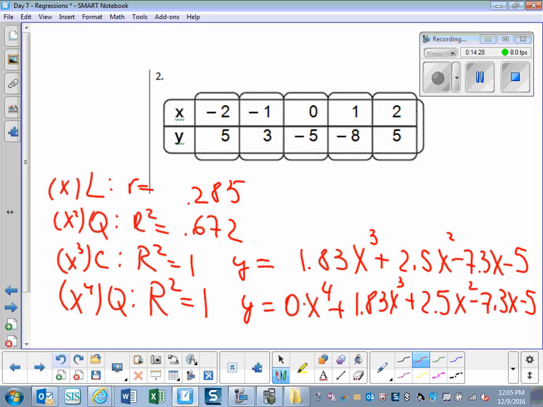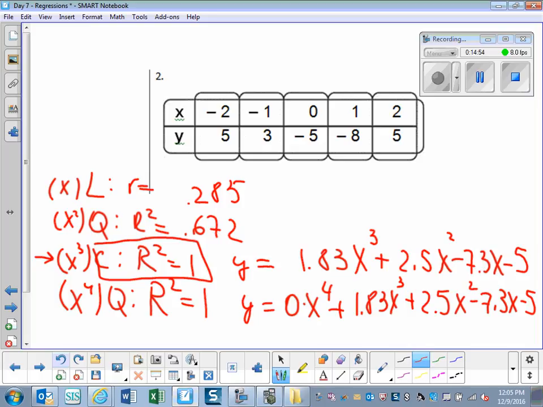So which one do we use? Well, I say you use this one because there is nothing quartic about this model, right? If you graph it, it will be a cubic model. So cubic is your answer. So you base it off of the first perfect R square. Whenever you get R square or R, either 1 or negative 1, the first one, the lowest exponent, that's your model.